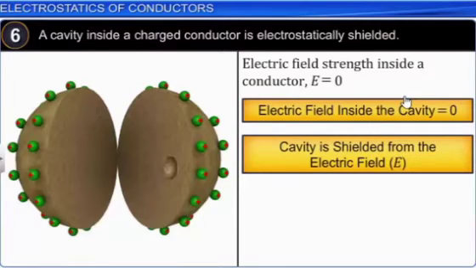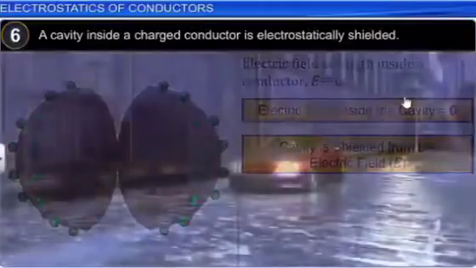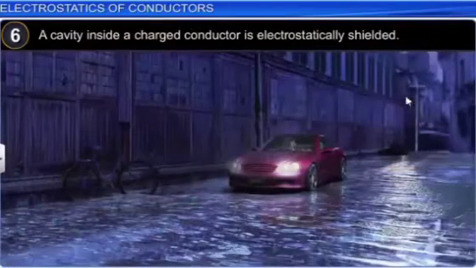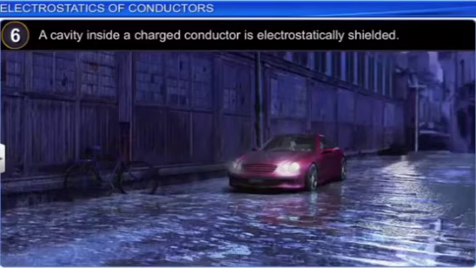When a car is caught in a thunderstorm, it is advisable for the driver and passengers to stay inside the car, since the inside of the car will be similar to a cavity in a conductor, and hence it will shield from the high voltage electric field that may get produced by the thunderstorm.